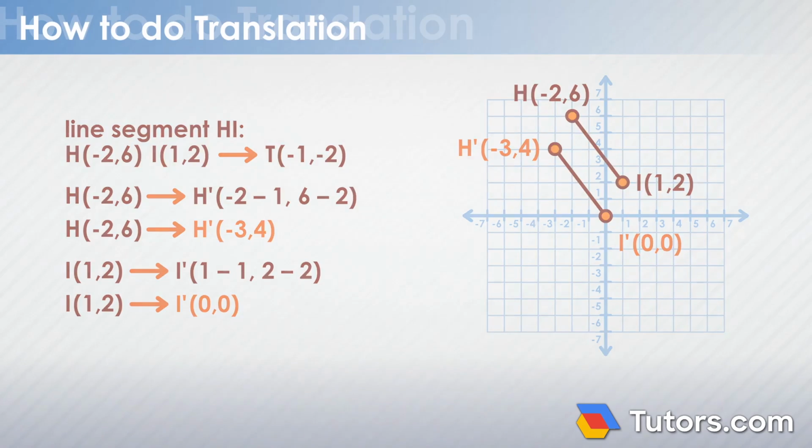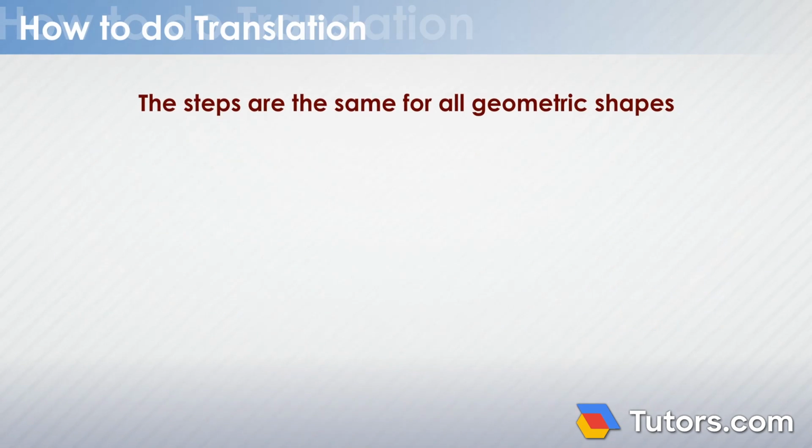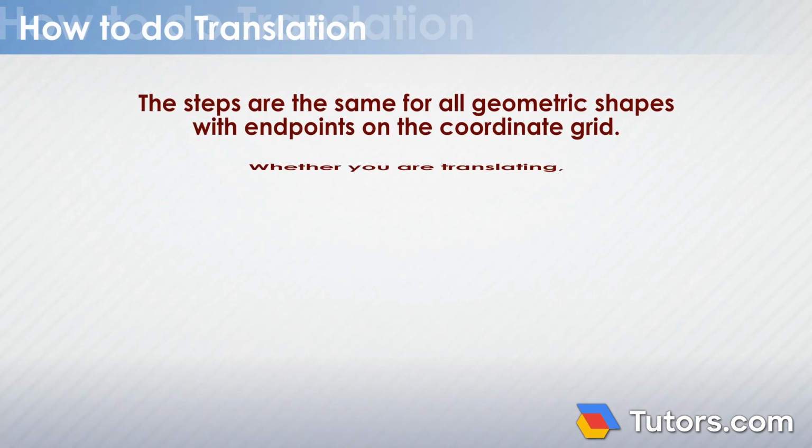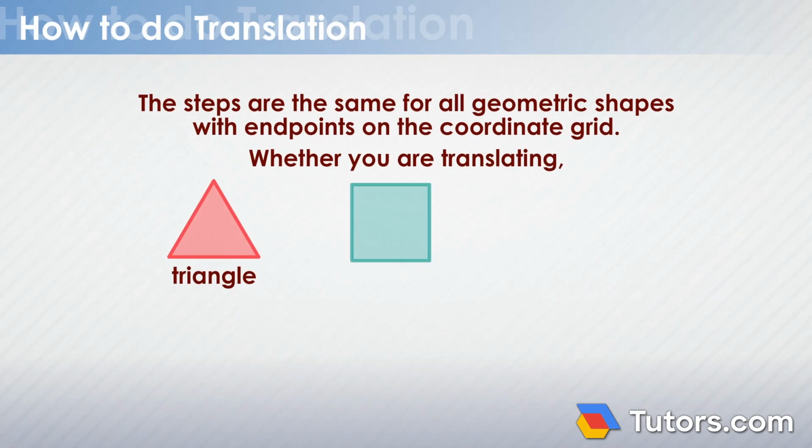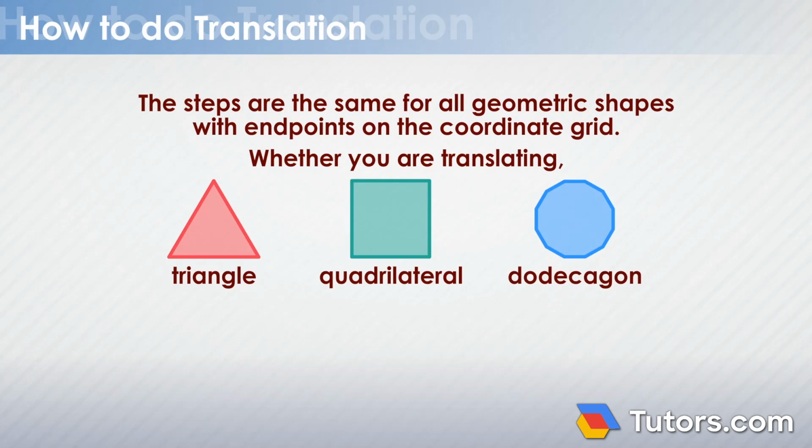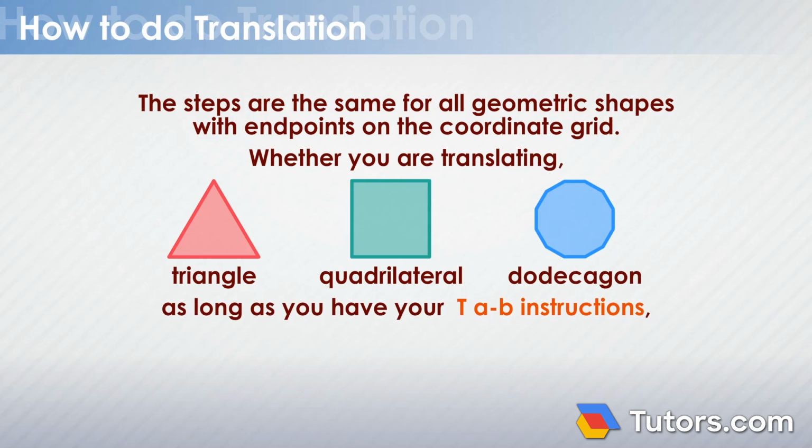The steps are the same for all geometric shapes with endpoints on the coordinate grid, whether you are translating a triangle, quadrilateral, or dodecagon. As long as you have your TAB instructions, you know how to move every point.